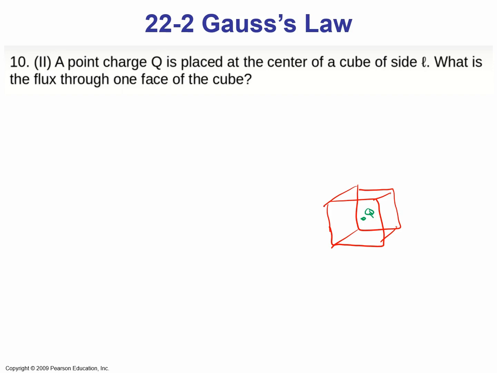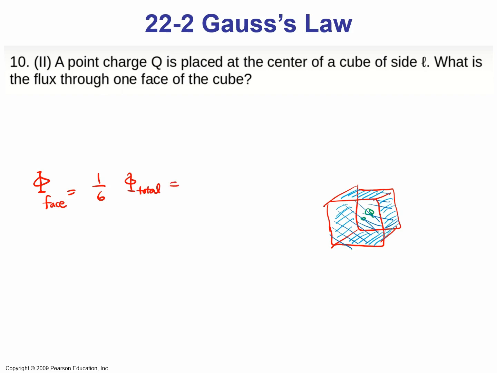the cube has 6 surfaces. So this is one surface, this is another surface, this other one here, and we have 2 surfaces on this side and in the back of the cube. So we have a total of 6 surfaces forming this cube. So the flux of each face is 1/6 the total flux, okay?